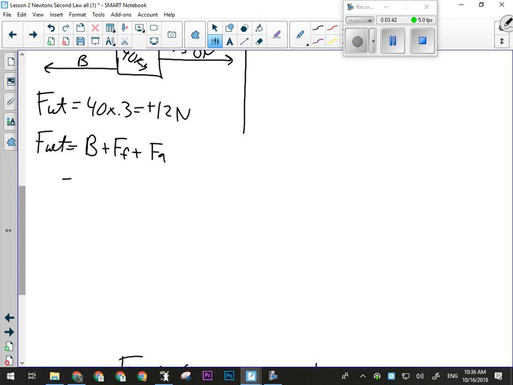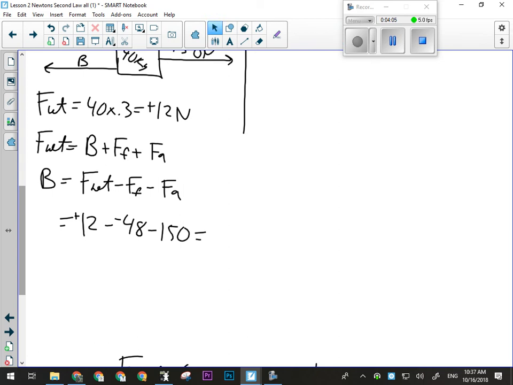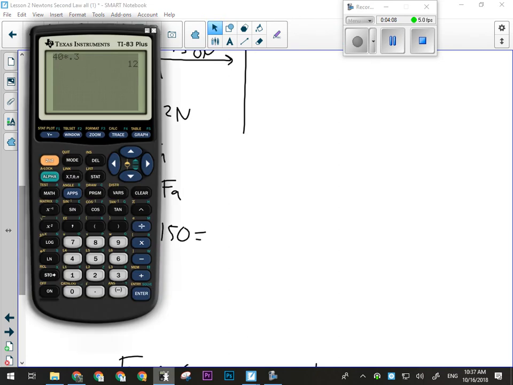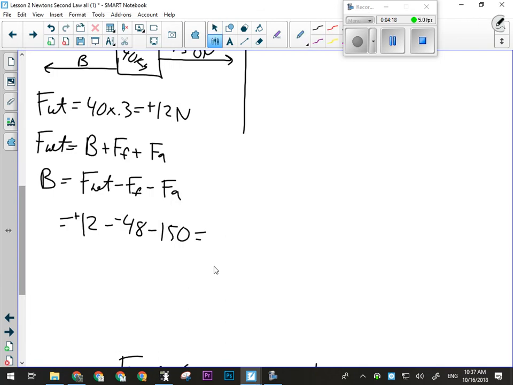Now that I have that, I'm going to solve for the tension in B by going F net minus the force of friction, minus the applied force, and here's where vectors are important. This was positive 12 newtons minus negative 48 newtons because the friction was backwards, minus positive 150 newtons. That will give me the tension in that cable or rope. So we will have 12 minus negative 48 minus 150. So the tension in that cable is 90 newtons backwards.